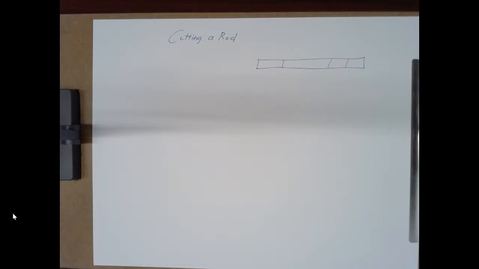And you didn't want to spend a whole lot of money up front, so you got a really cheap rod cutting machine that only cuts an exact number of inches. So 1 inch, 2 inches, 3 inches, 4 inches, and so on. You can't cut like a 1.5 inch length of metal. So you can only cut in these integral amounts.